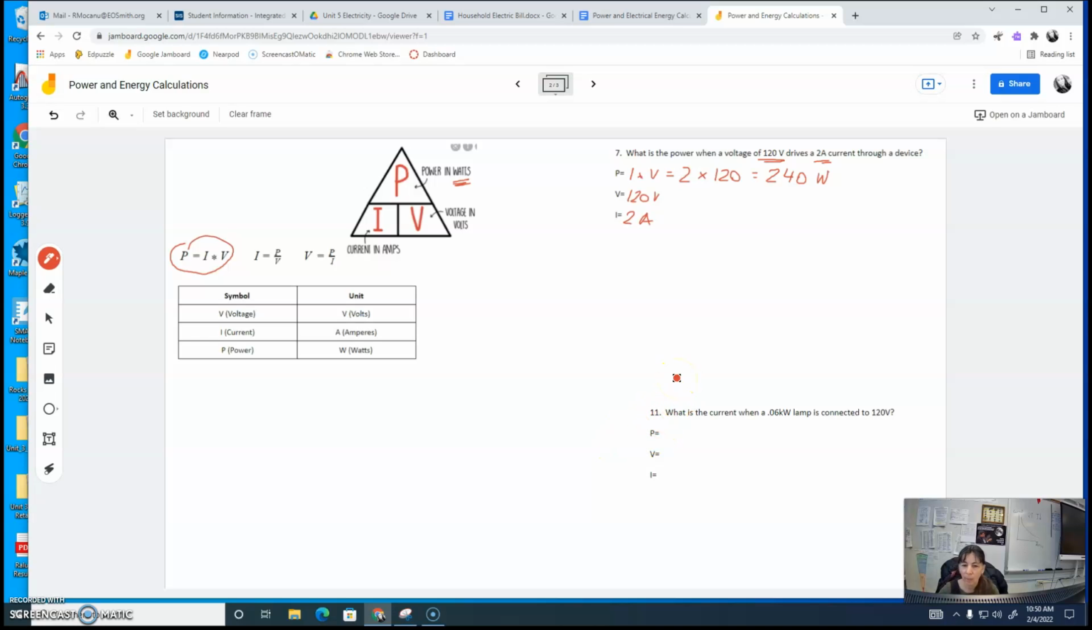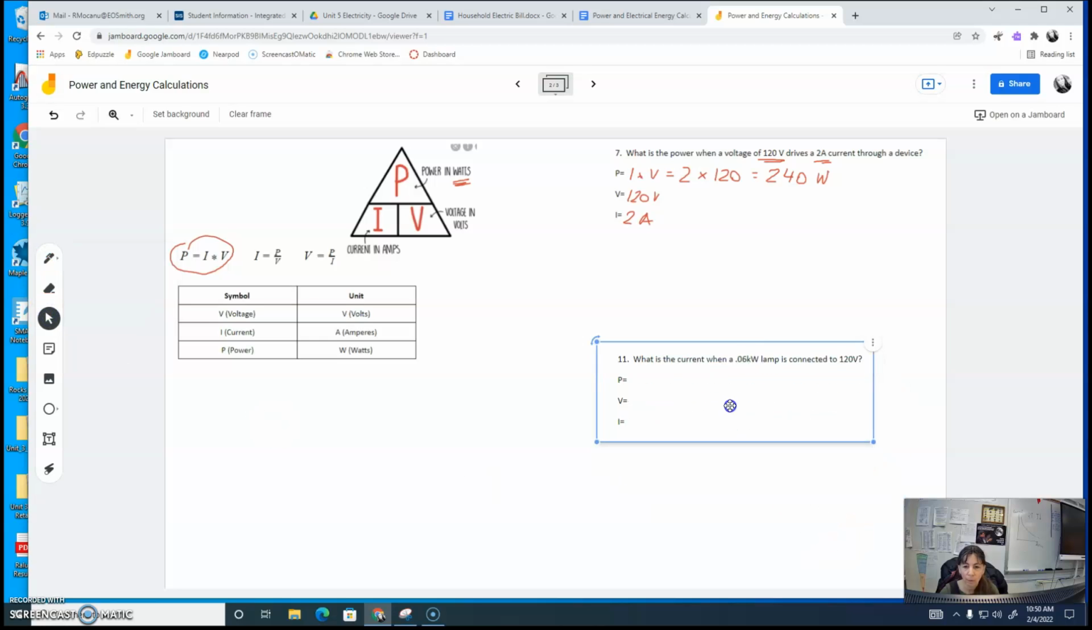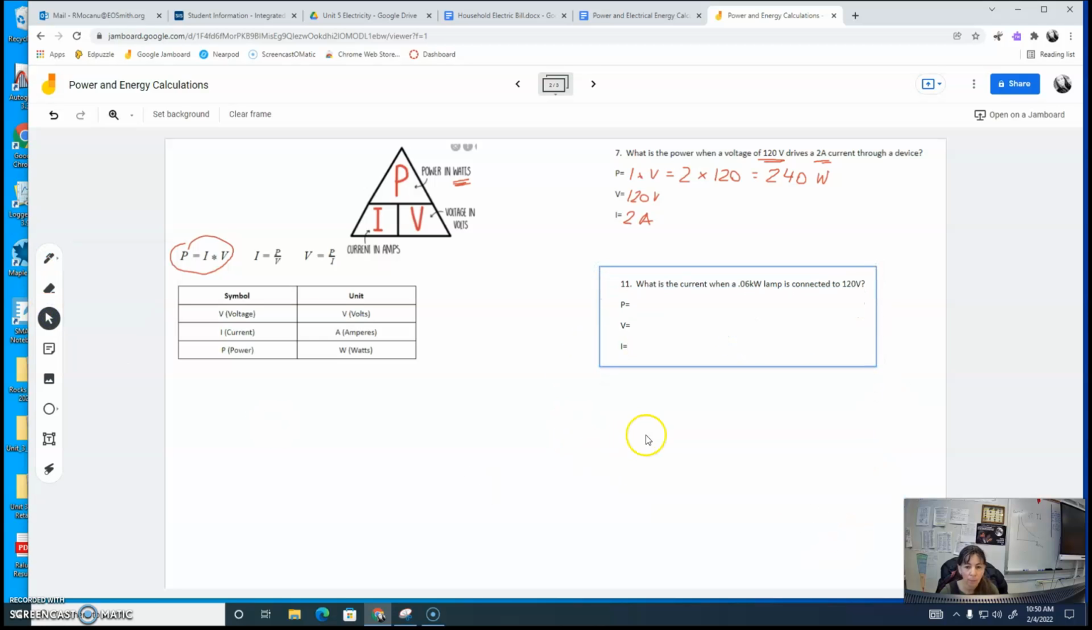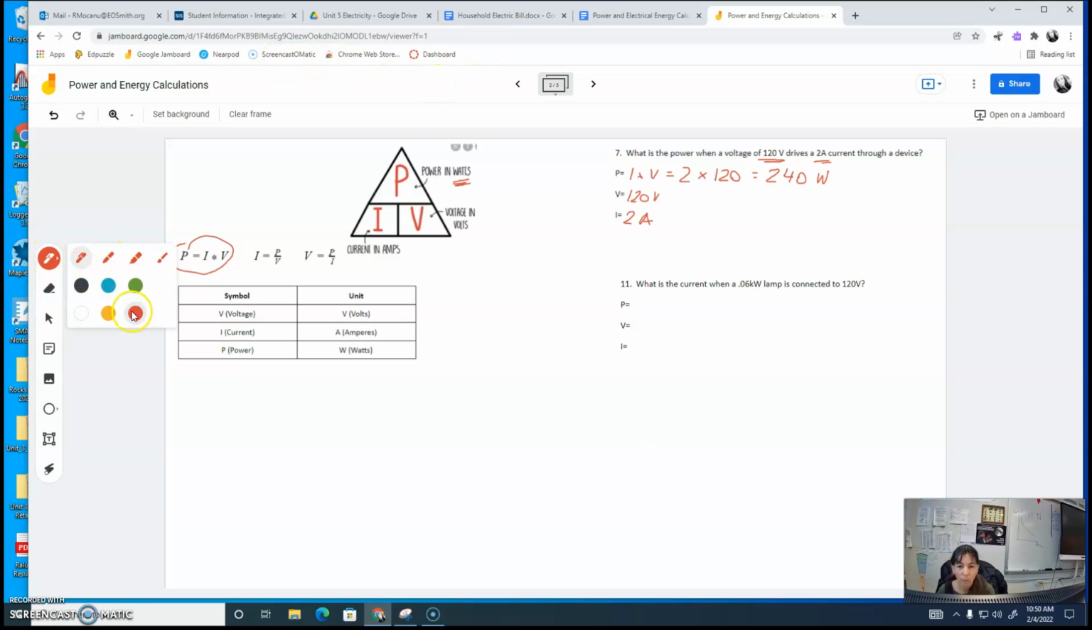Let's talk about number 11 down here. Let's see how we would solve that. Let me just move that up a little bit. There we go. All right, let's talk about number 11. So in number 11, let's see what information we are given. What information are we asked to find? So the problem right off the bat says, what is the current? The current is what they want me to find.